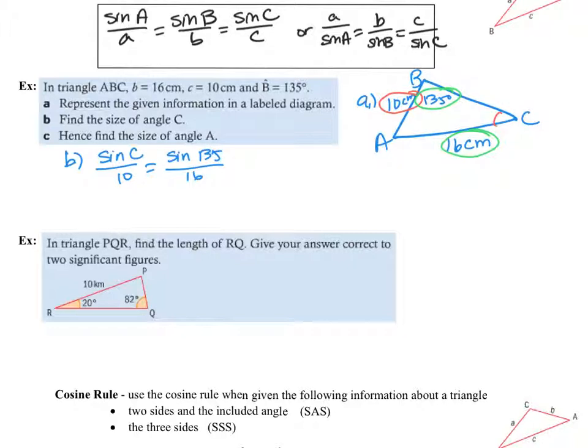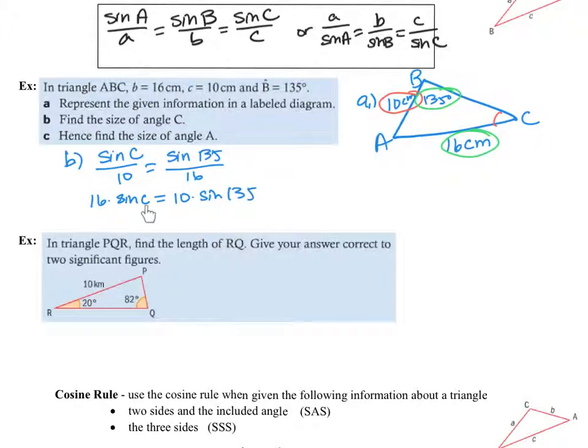Okay? So at this point you could just type this into your Nspire calculator and use nSolve, but you don't always have nSolve available. So let's talk about how we would solve this. We would cross multiply, so we'd have 16 times the sine of C equals 10 times the sine of 135. Then to solve for the sine of C, we'd divide both sides by 16. Let me write that down so you can see what I'm talking about. We would have 16 times the sine of angle C is equal to 10 times the sine of 135 degrees.